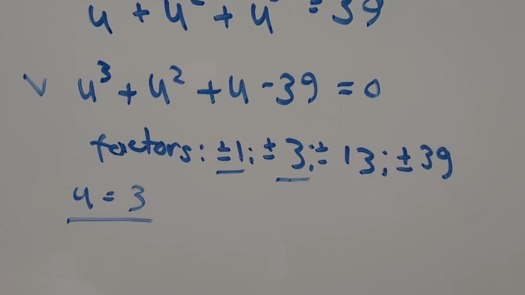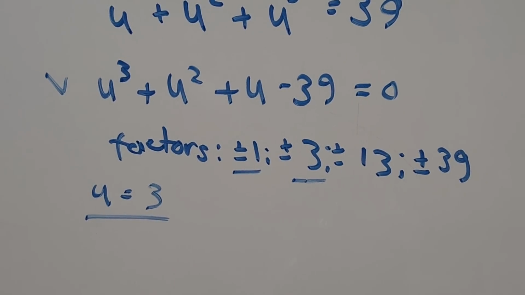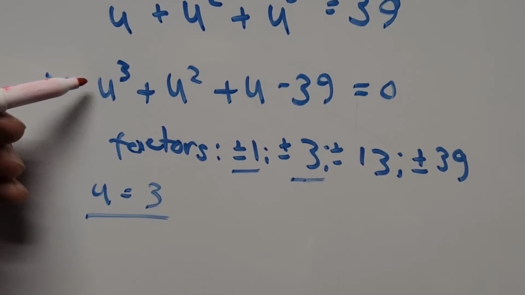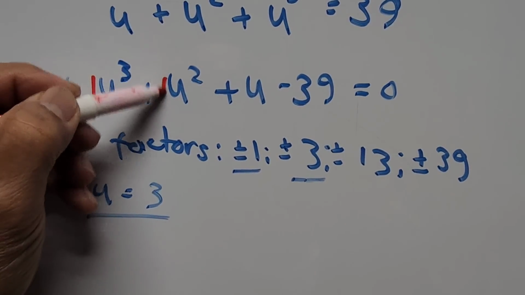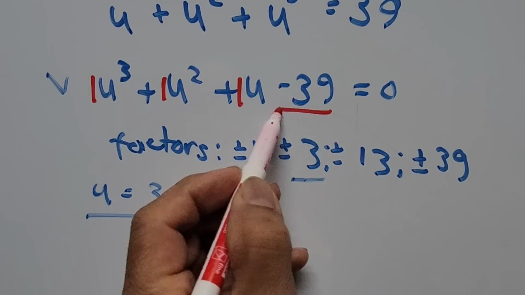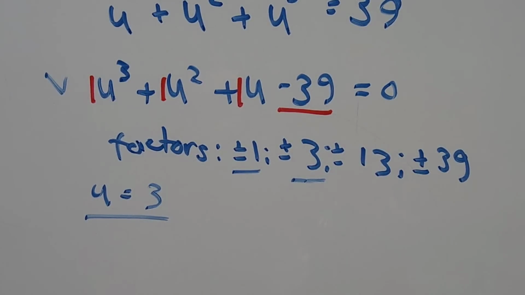Well, let's do synthetic division or long division. In here, we'll be using the synthetic division. For synthetic division, we'll be using the coefficients of each term of our equation. The coefficient here is 1, second term is 1, third term is 1, and the last term, that is constant, negative 39. So we'll be using that for our base. So we have something like this.